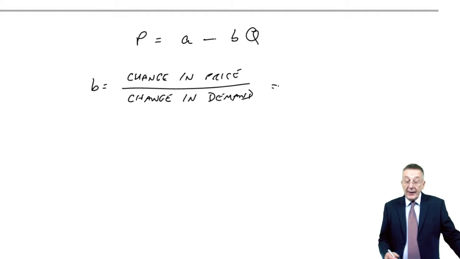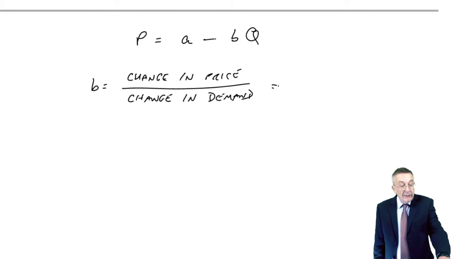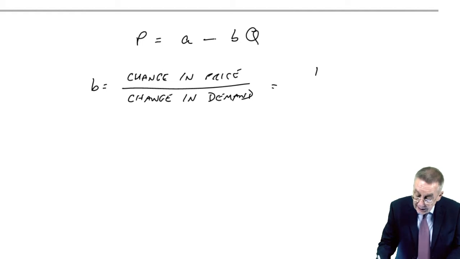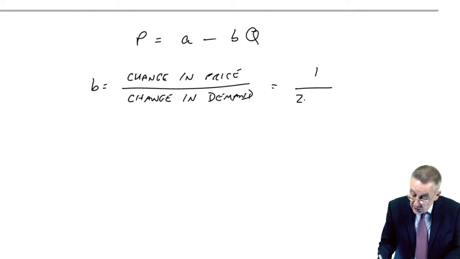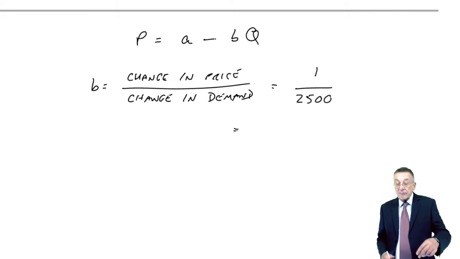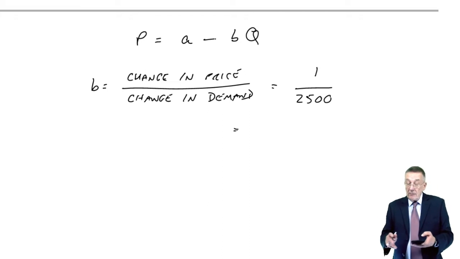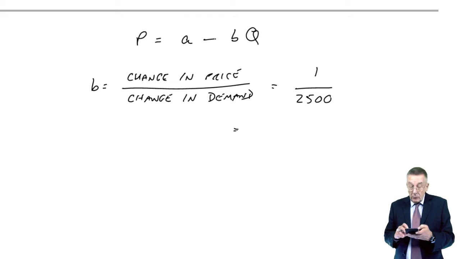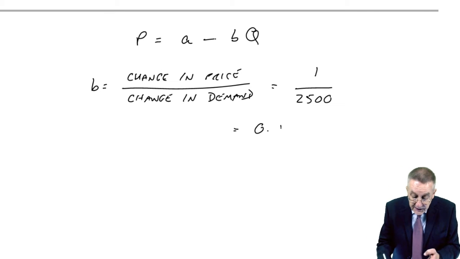And therefore, we can write that straight down, because what are we told here? If the price changes by $1, the demand falls by 2,500. The change in demand is 2,500. And so B, leave as 1 over 2.5 if you want, but 1 divided by 2,500 is 0.0004.